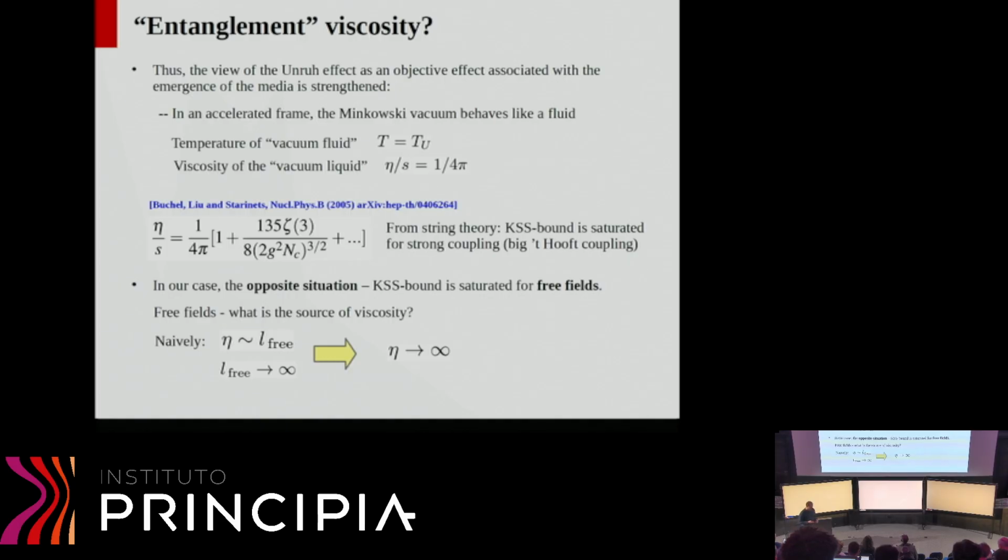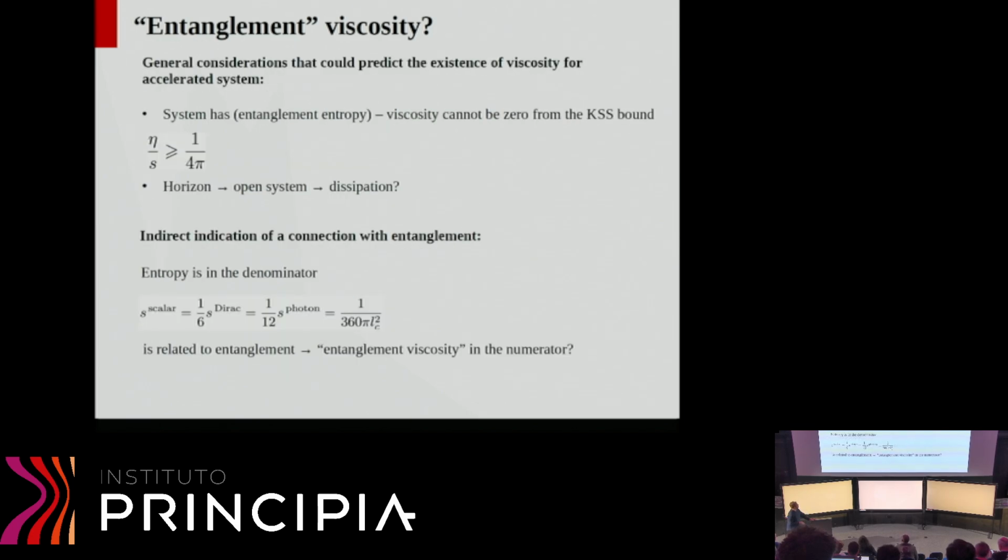However, a very natural question is what is the source of this viscosity? Because one could expect that viscosity for free fields will be either 0 or infinity, because we know that viscosity is proportional to the free path, and it is infinite for free fields. So one could expect that viscosity will be infinite. We do not have a final simple answer to this question. Let me just give some simple notions which could explain the obtained result.